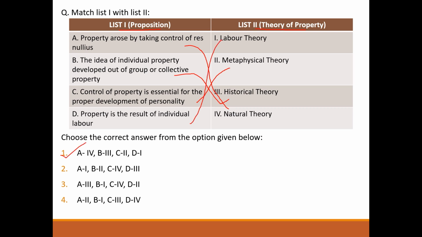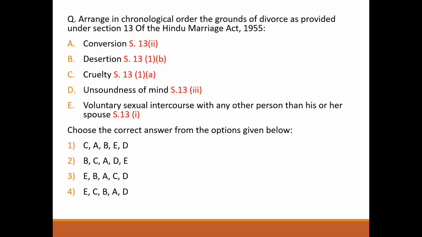Next question. Arrange in chronological order the grounds of divorce as provided under Section 13 of the Hindu Marriage Act 1955. Conversion, Section 13 Clause 2. Desertion, Section 13 Clause 1b. Cruelty, Section 13 Clause 1a. Unsoundness of mind, Section 13 Clause 3. Voluntary sexual intercourse with any other person than his or her spouse, Section 13 Clause 1. So answer will be option number 4.